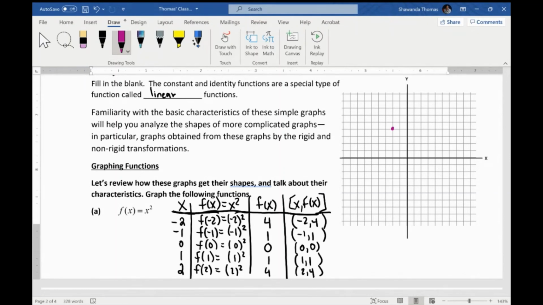Negative 1, negative 1 on the x-axis. Go to the left one and go up one. Okay. All right, 0, 0. I'm gonna go ahead and just put that right there. 0, 0. 1, 1.